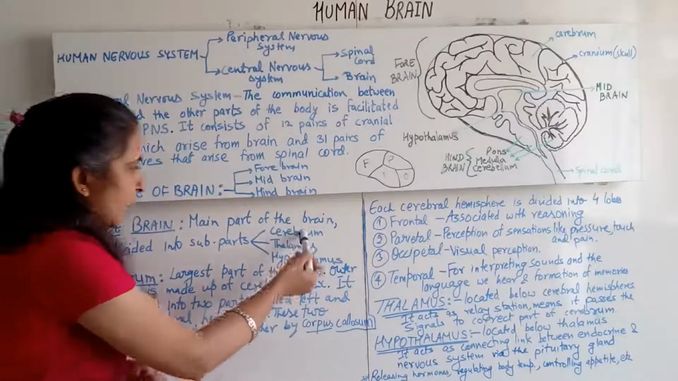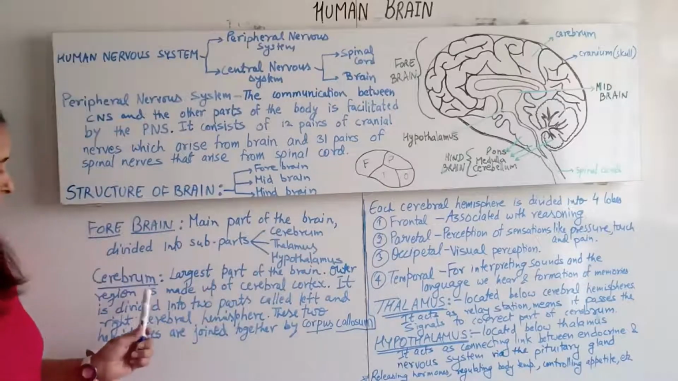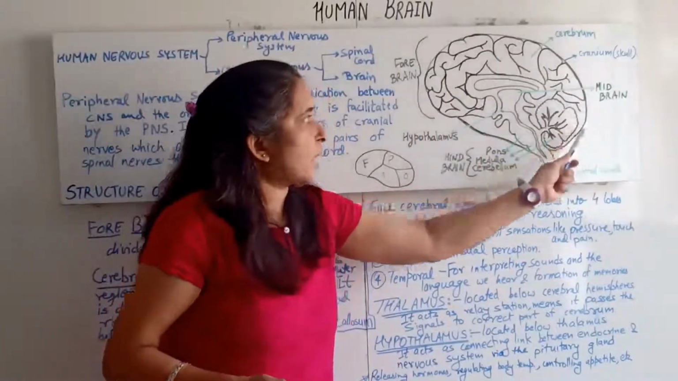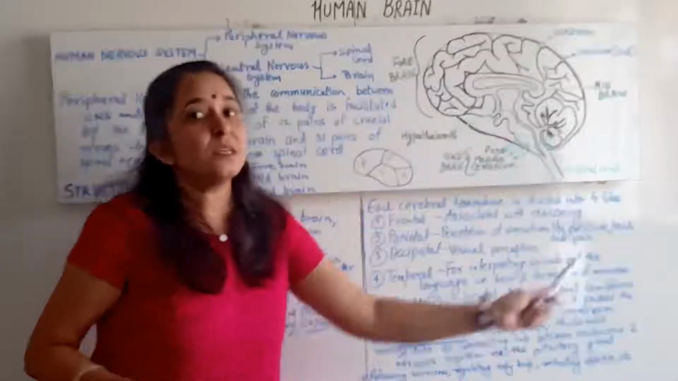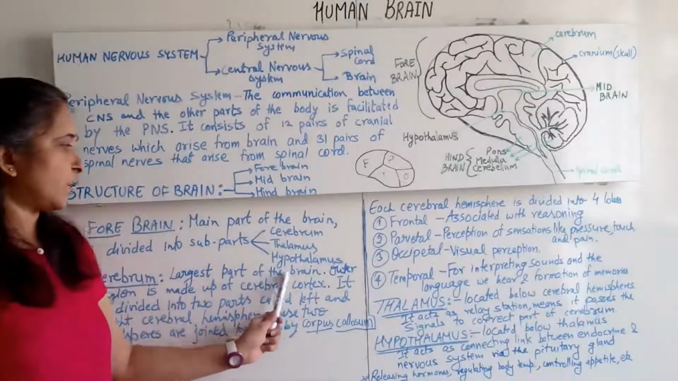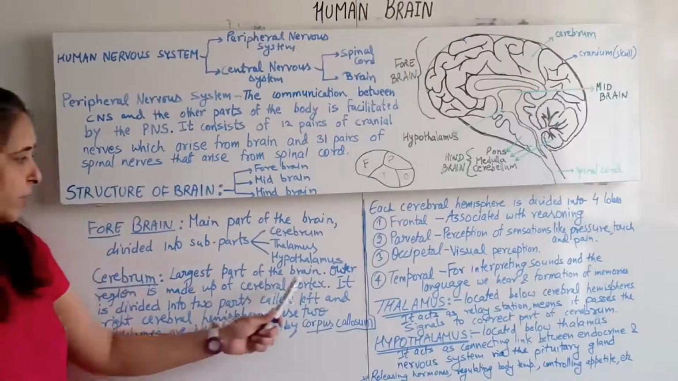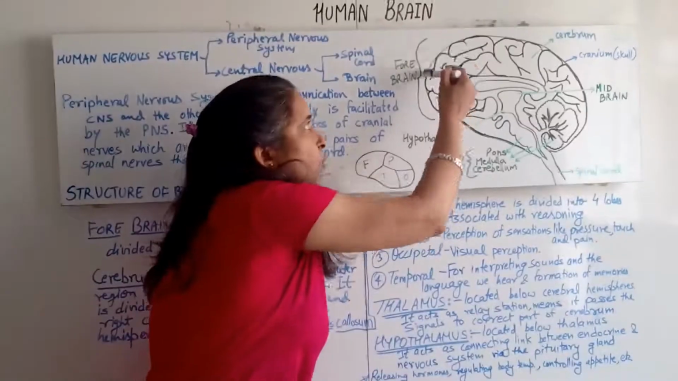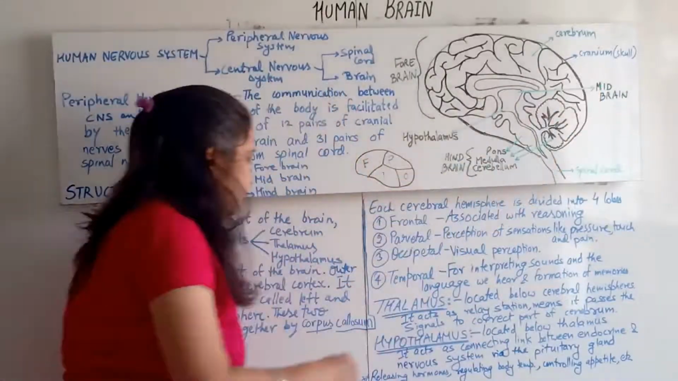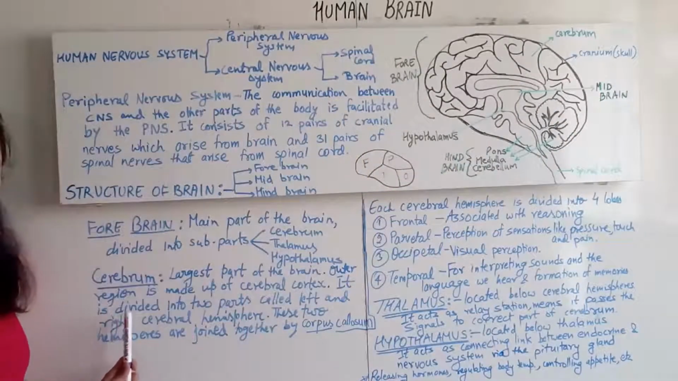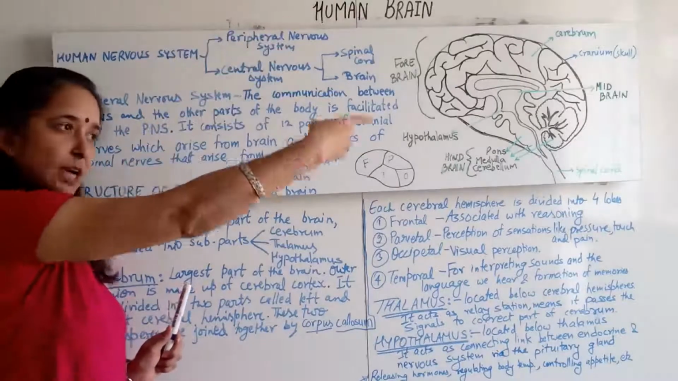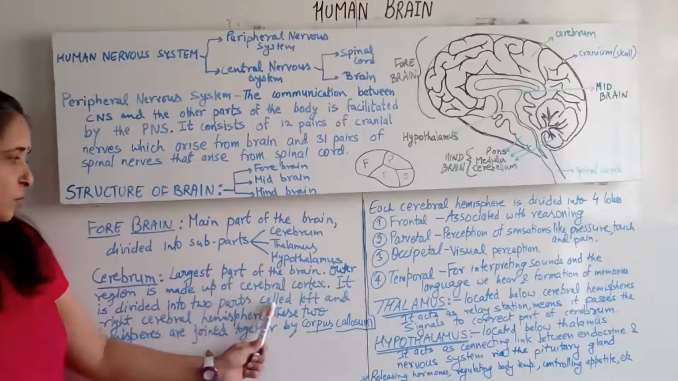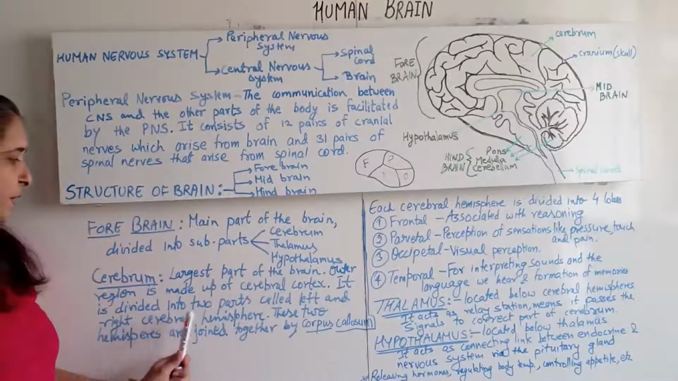Fine. Now one by one. Cerebrum. The cerebrum is the largest part of the brain. You can see the maximum part is covered by the cerebrum. Now the outer region is made up of the cerebral cortex. And the cerebrum is divided into two hemispheres, that is two parts called the left and the right cerebral hemisphere.